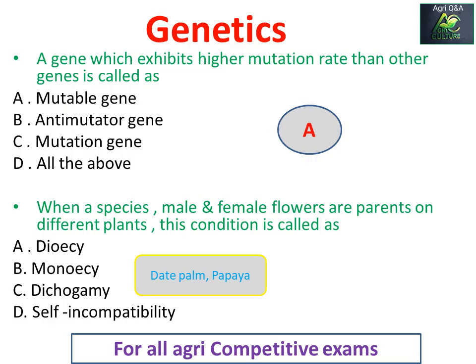Next, in a species, when male and female flowers are borne on different plants, this condition we call it as dioicy, monoicy, dichogamy or self-incompatibility. And the answer is dioicy. Examples are date palm and papaya.